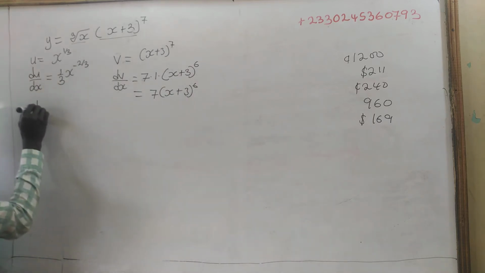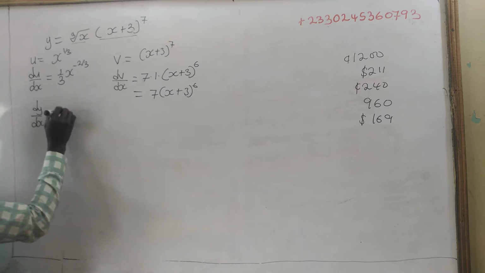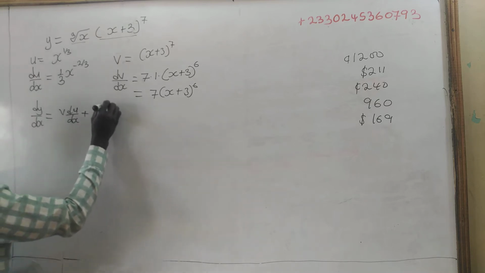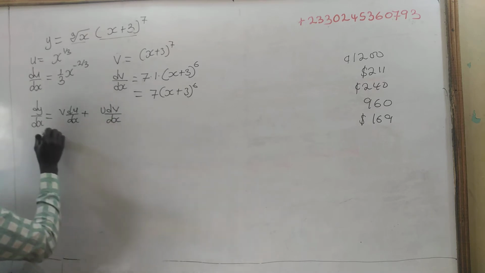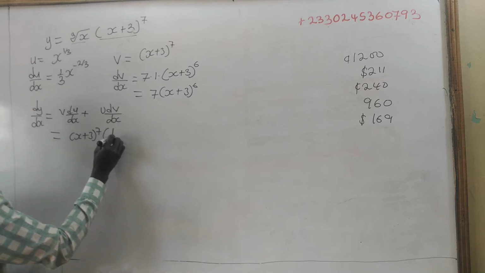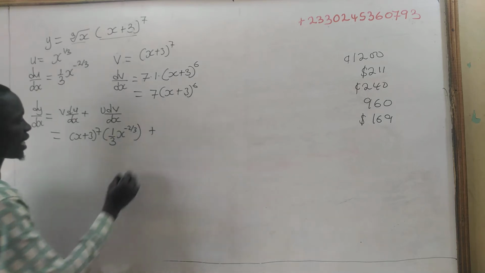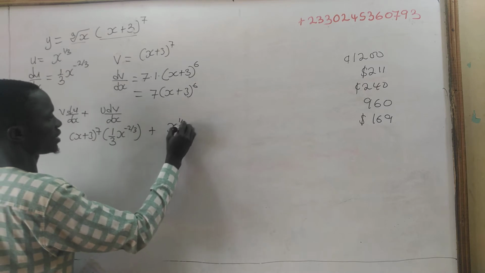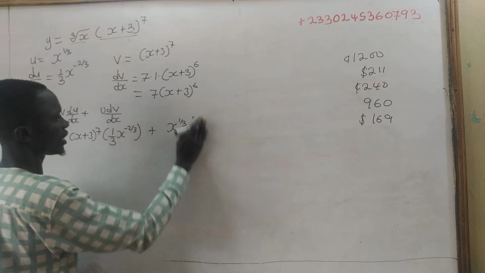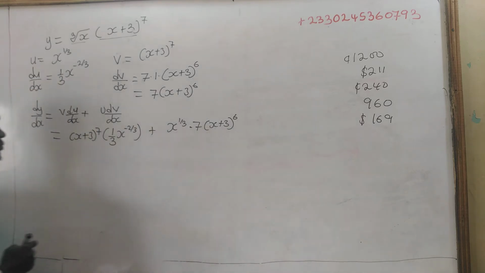So here, the derivative of y with respect to x, we are going to employ the product rule, will be v du on dx plus u dv on dx. And this will give us (x plus 3) to the power 7 times 1/3 x to the power negative 2 on 3, plus x to the power 1 out of 3 times 7 into bracket (x plus 3) to the power 6.